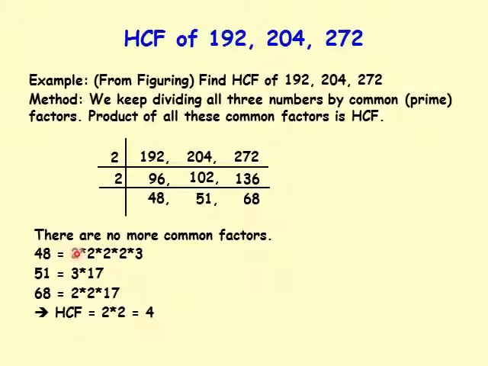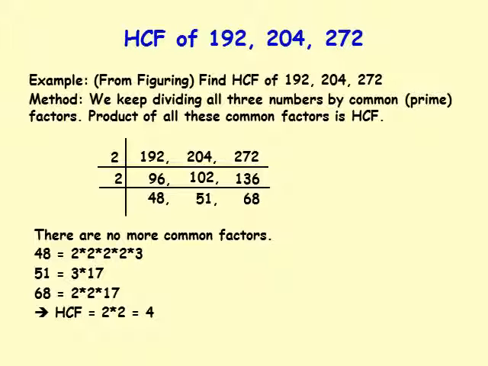2 is a common factor in 48 and 68. Another 2 is a common factor here. But 2 is not a factor of 3 times 17. 3 is a factor in the first two numbers, 48 and 51, and it's not here. So there is no common factor here. There is no factor which is a factor of 48, 51, and 68.